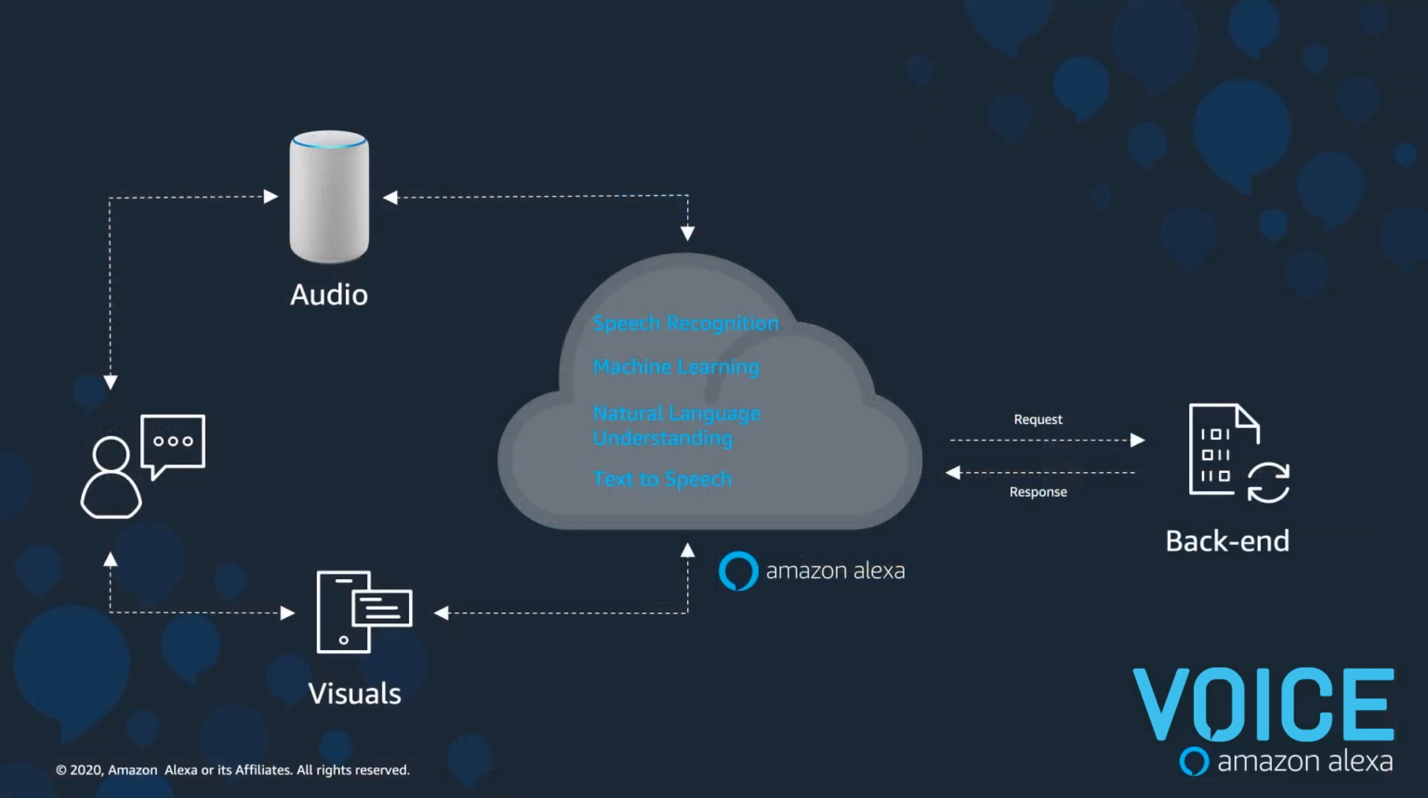Here you can see the Alexa service in the center, which is in the cloud and always learning. It applies several machine learning processes to understand and generate speech. On the left, you can see the customer. On top, the Alexa enabled device. And below, we have visual elements that can be shown in multimodal devices. Finally, on the right, there's a representation of your backend, which in our Hello World project takes the form of an AWS Lambda function.